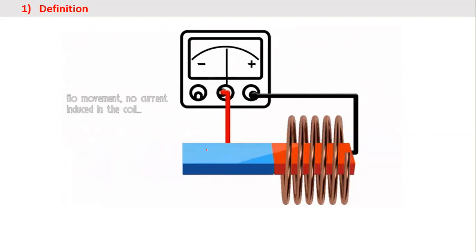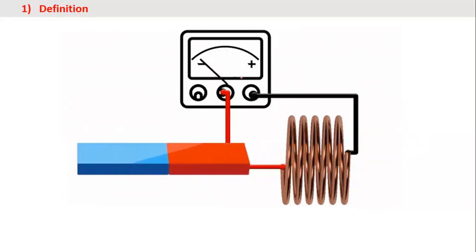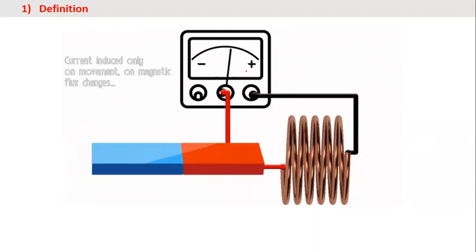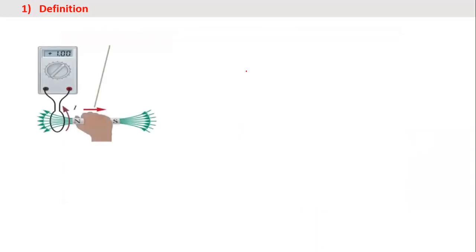The relative motion of the magnet across the coil will result in a current, and this is what we call an electromagnetic induction phenomenon. This is what we were talking about.